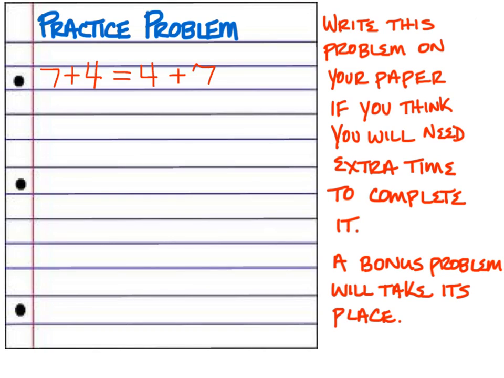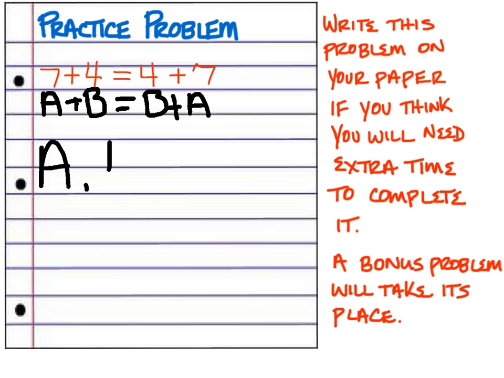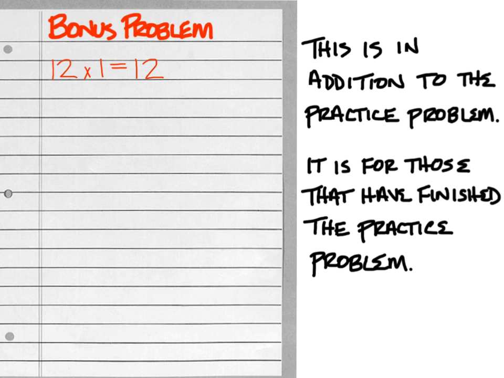Okay, second practice problem. For the practice problem, we want to just plug in the variables for this. We get A plus B is equal to B plus A. That should have been letter A on your handout. And we can work it out and get 11 is equal to 11. Okay, everybody got that right.